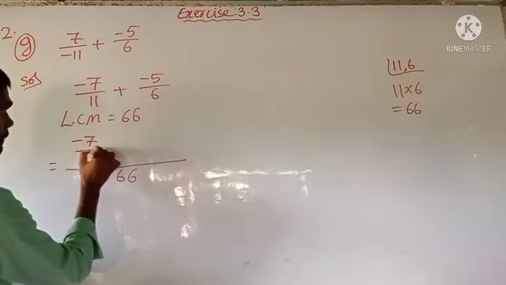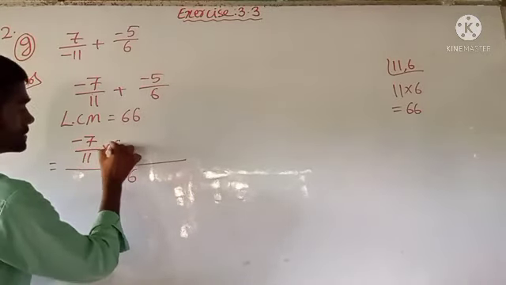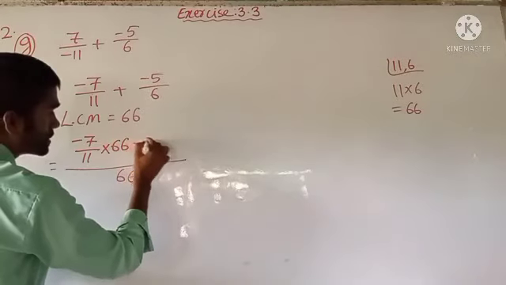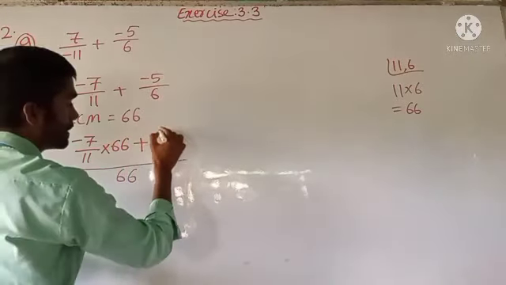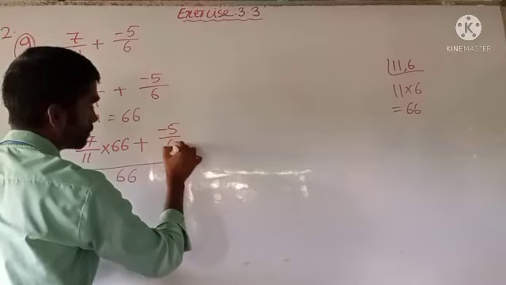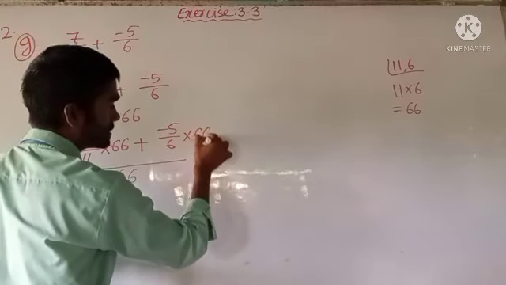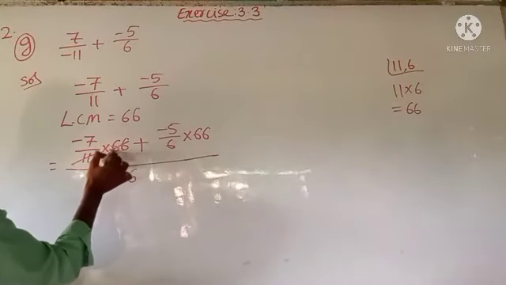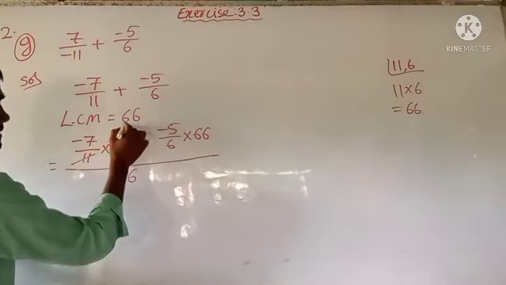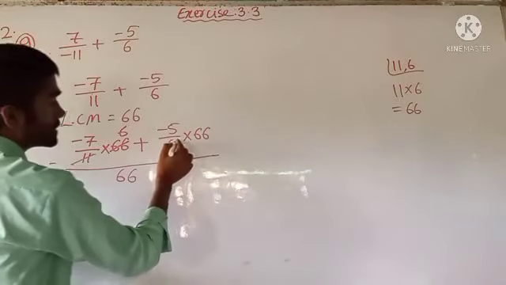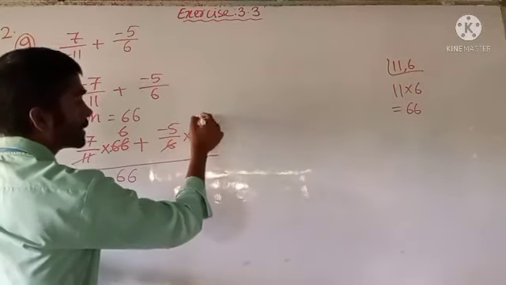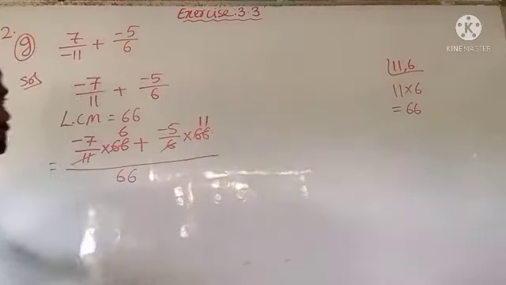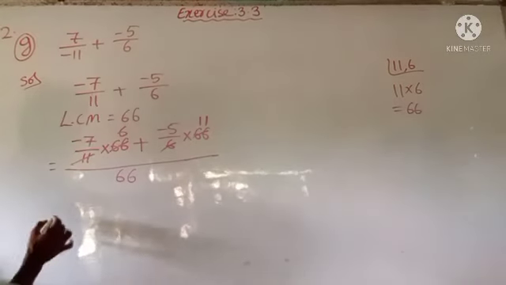So here it is minus 7 by 11 into LCM, that is 66. Now here it is plus, so plus minus 5 by 6, multiplied with the LCM, that is 66 that we got. Now 11 and 66 cancel it. 11 6 times it is 66. 6 and 66 also we can cancel. 6 into 11 it is 66.